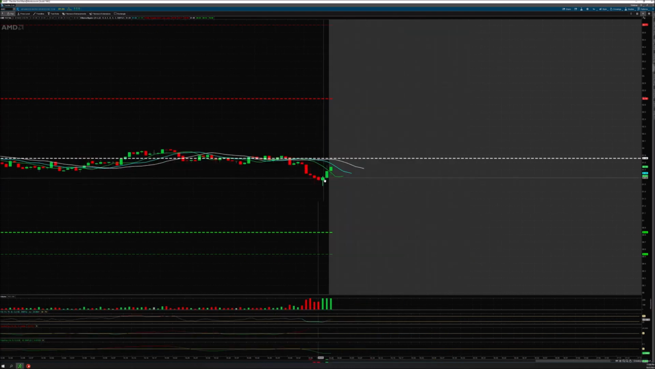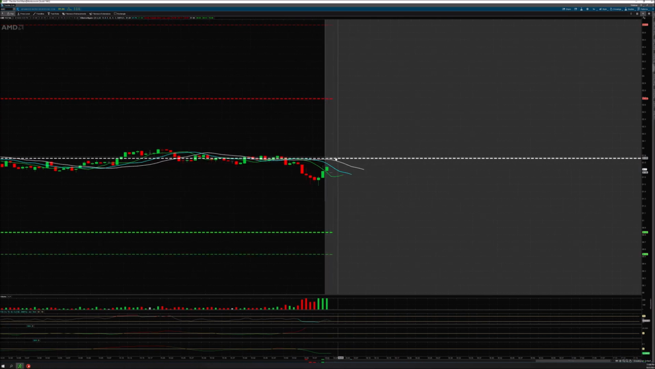Well, here you should have exited already. If you shorted here, you would have exited over here. There's no reason for you to stay on that trade, because see, it's moving back up to your initial. If you shorted over here, it's moving back up to that line here, which is support.